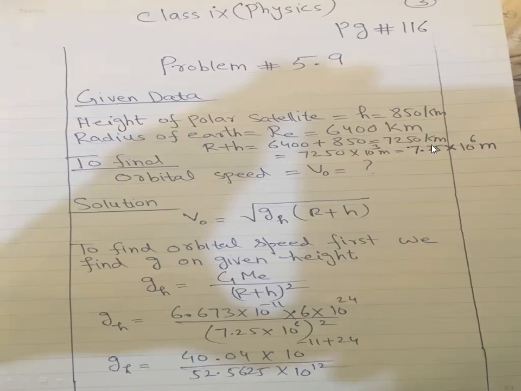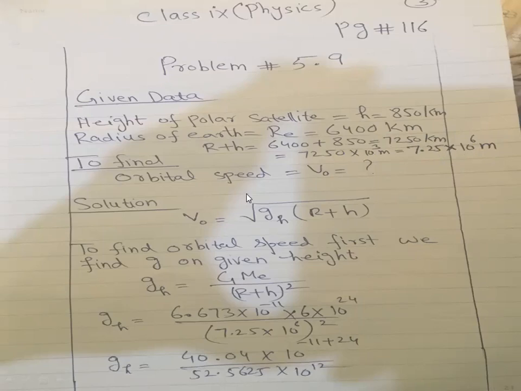If you add them up, you get 7,250 kilometers. Then convert this into scientific notation. It will be 7.25 into 10 to the power 6. Kilo is 10 to the power 3, so 7.25 into 10 to the power 3 plus 3; if you multiply the same bases, the powers are added. So in meters, the distance R plus h will be 7.25 into 10 to the power 6 meter.